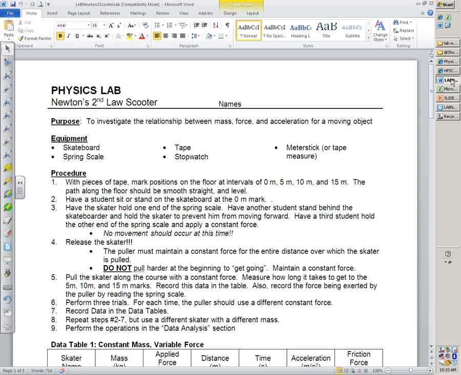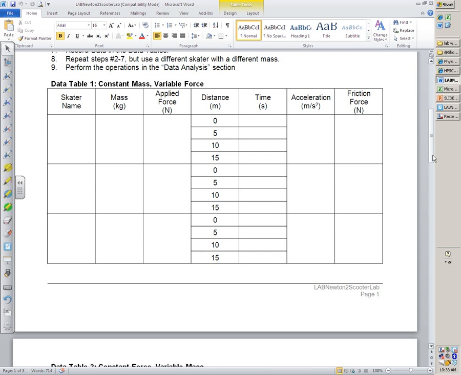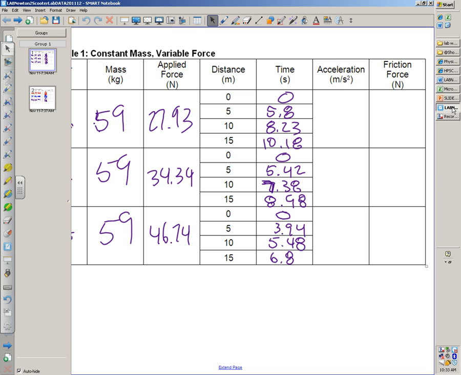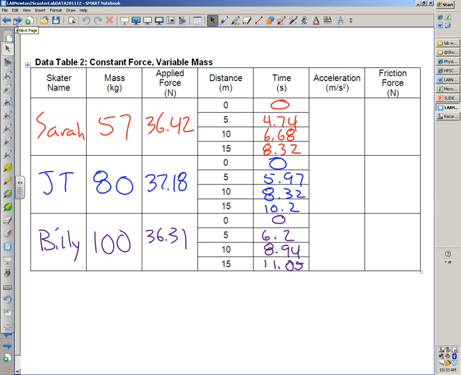Yesterday, we took data for the Newton's second law scooter lab. This is what it looked like, right? And at the end of class yesterday, we collectively filled in these charts with the distances that these people traveled and the time that it took these people to do it. Last year, I saved the data. And so this is my data from last year. Apparently Yasmin was my skater with constant mass. Okay? And then in this data table, 3 different masses. Okay? So this is the data that I'm going to show you. It's obviously not going to match your data from yesterday, but you'll get an idea.